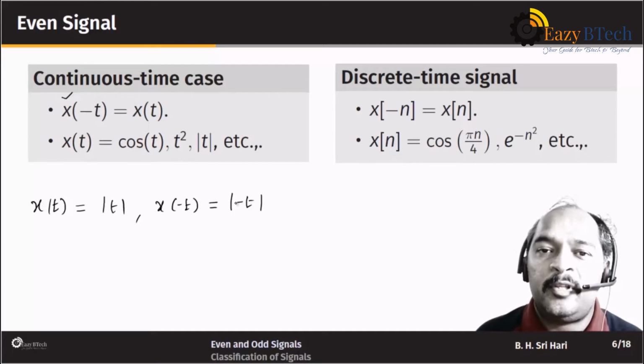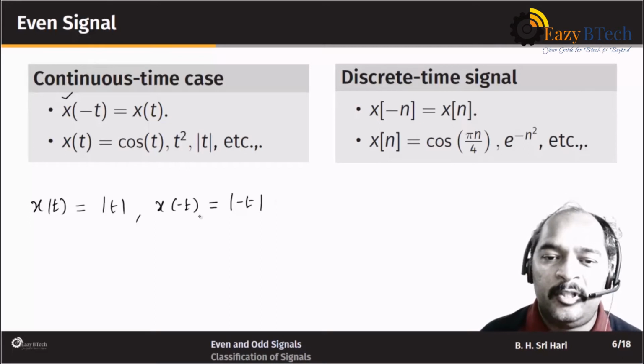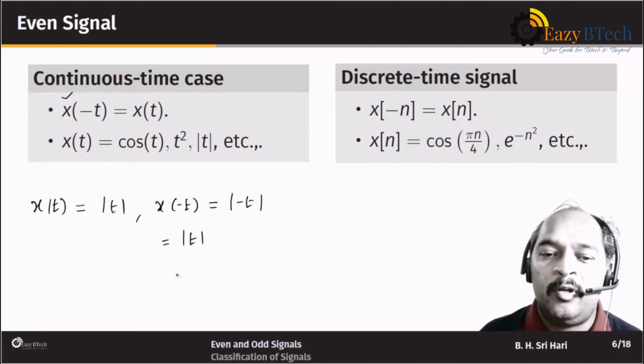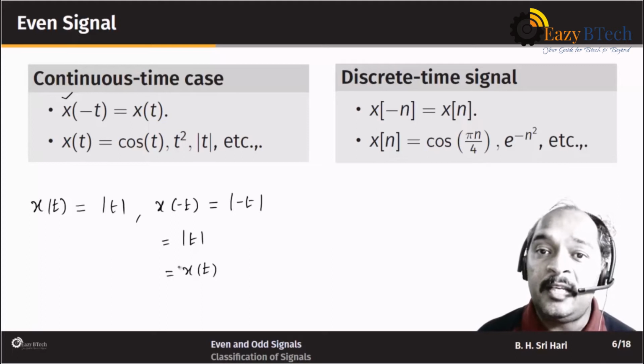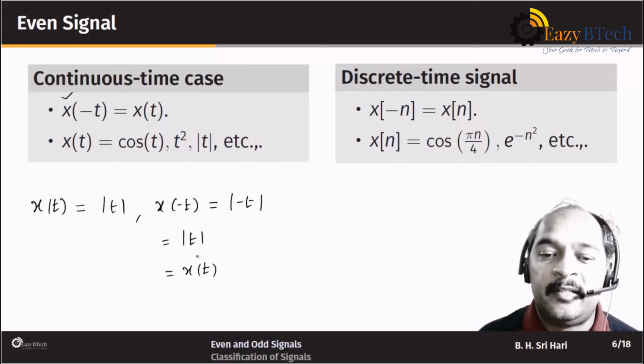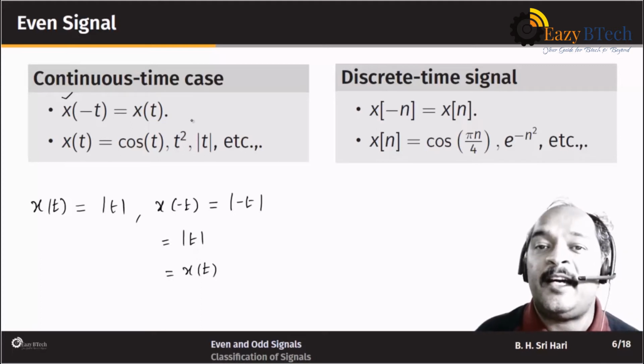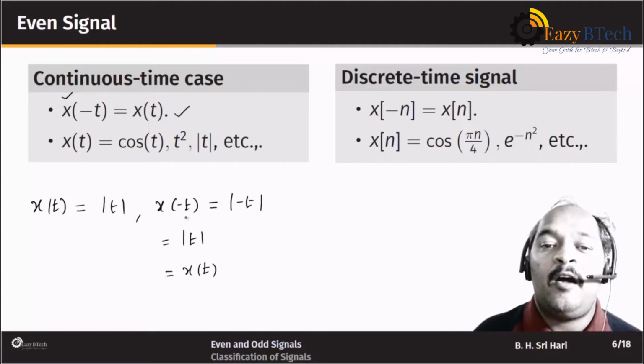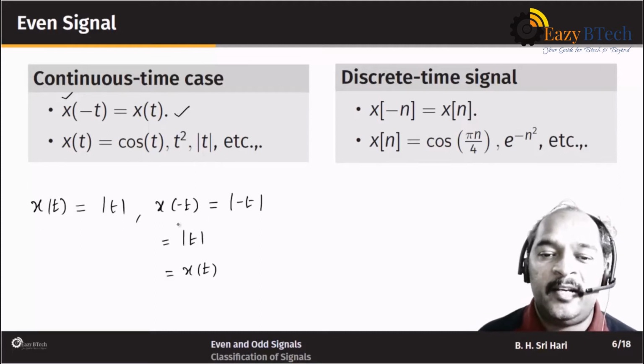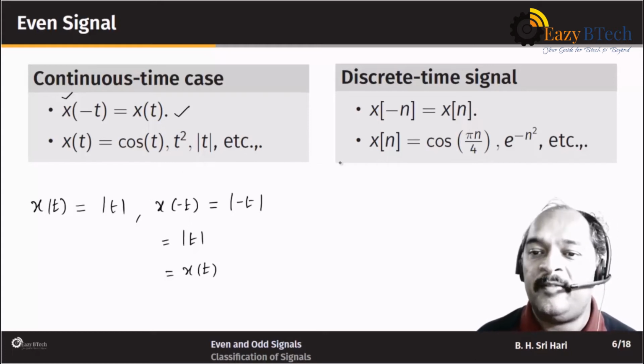But we know that if you apply modulus, the whole value will become positive, and hence this is nothing but modulus of t. But we know that modulus of t is nothing but x of t, and hence what have we seen? We have seen that x of minus t equal to x of t, which satisfies the definition of an even signal, and hence the given signal x of t equal to mod t is an even signal.